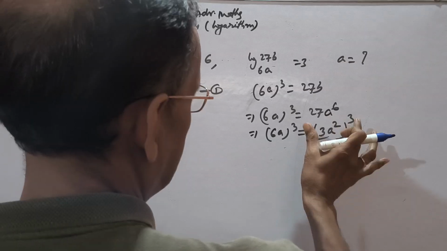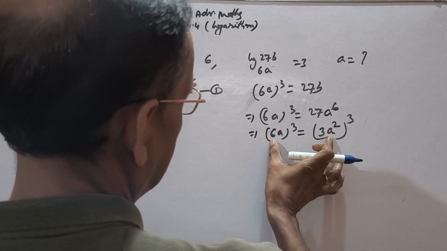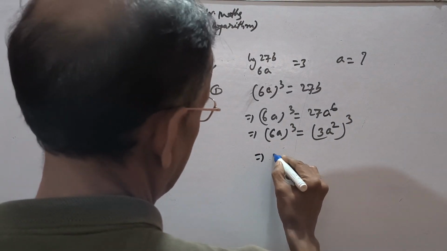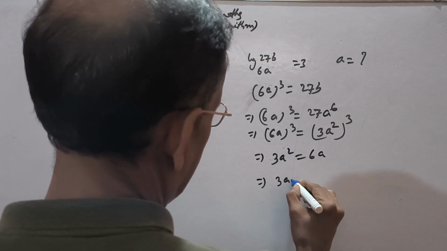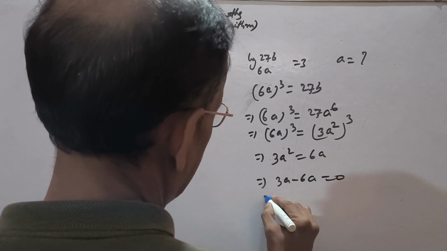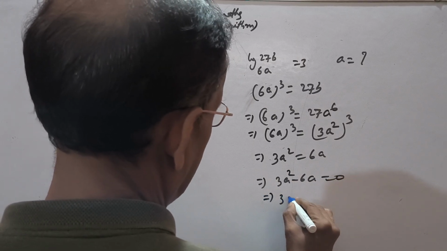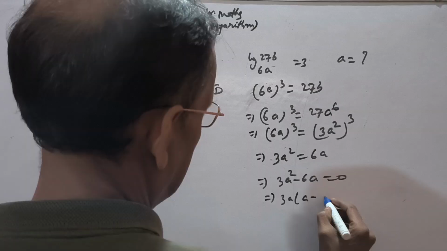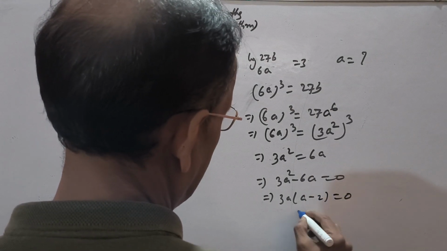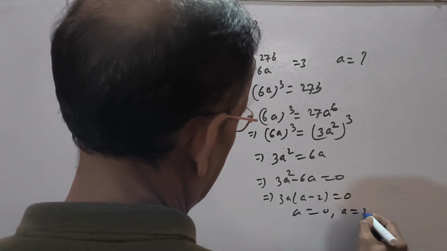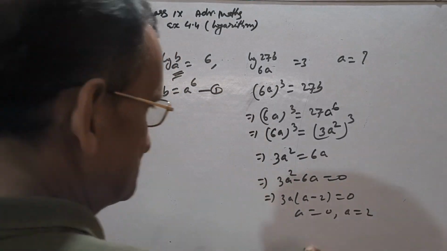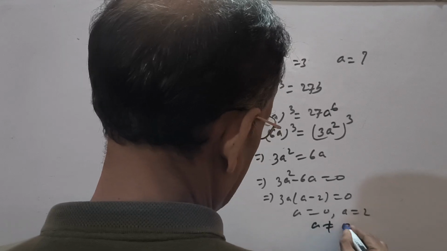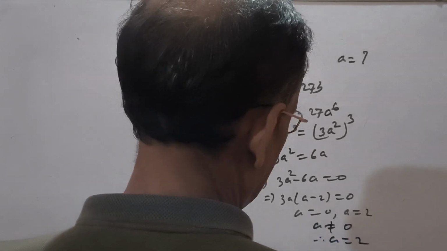Now, laws of indices: the exponent is same, then base will be same under certain conditions. So we can write 3a square equal to 6a, or 3a square minus 6a equal to 0. This implies 3a is common. Here also you can simplify, but meaning is same only. We will get a equal to 0 and a equal to 2. Again, a equal to 0 is not possible because base becomes 0. So you write, since a is not equal to 0, therefore a equal to 2, only one value.